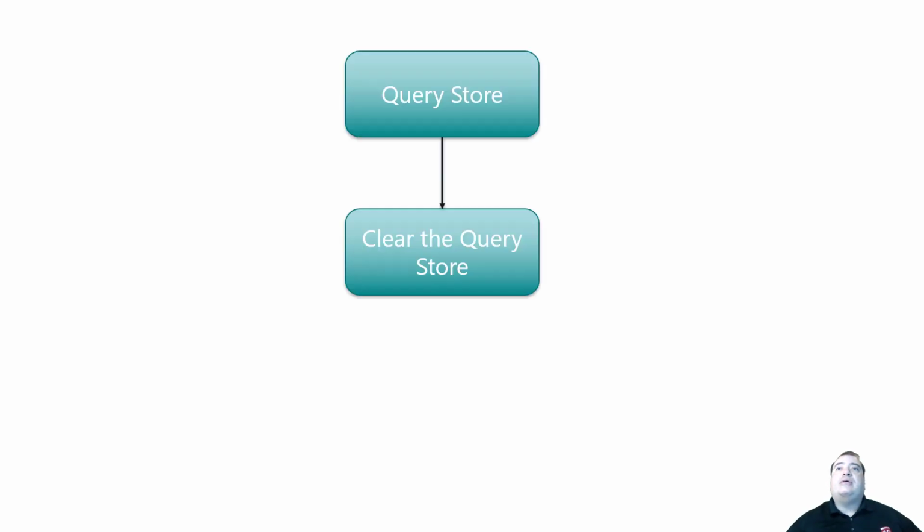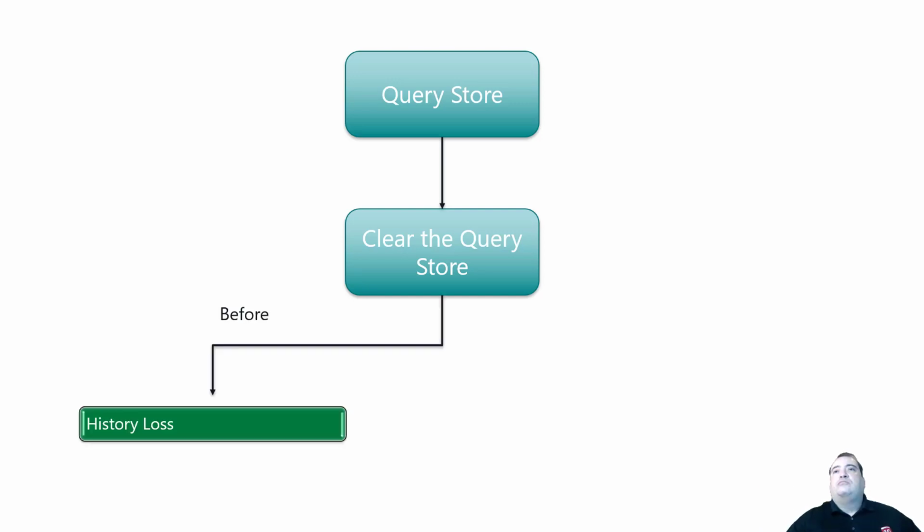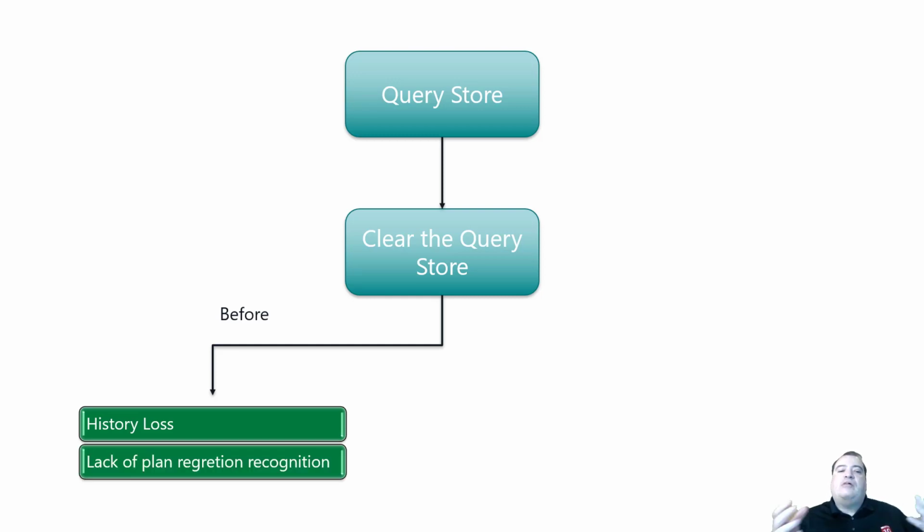And this is an example about the cache. And in relation to query store, what happened before and after? Before, if we cleared the query store in the past, we lost the history of our queries. We may have a lack of plan regression recognition. We can recognize that a plan regression happened. But maybe this is okay for many people in many situations.